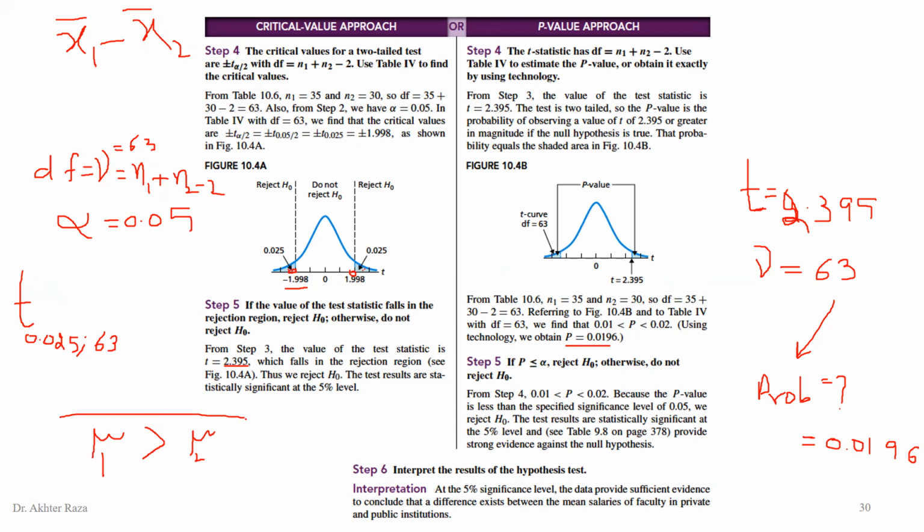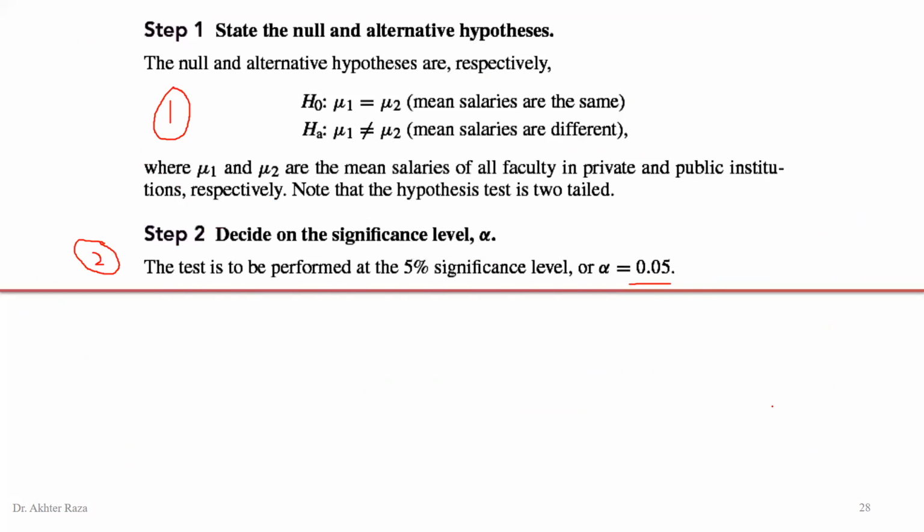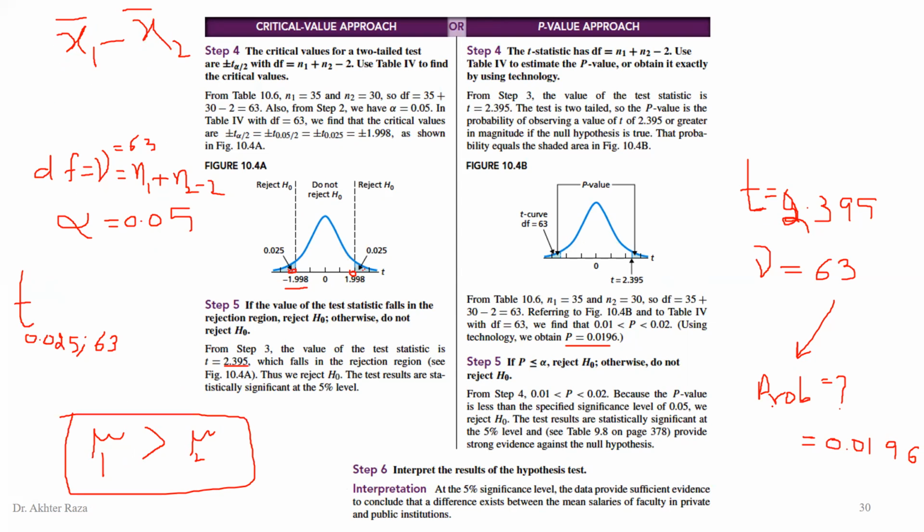But in this case, the conclusion is the salaries in the private institutions are larger than the public institutions. Private teachers are getting on the average higher salary as compared to the public. The final conclusion is that the salaries in the private institutions on average are larger than the salaries in the public institutions. That's all for the pooled t-test.